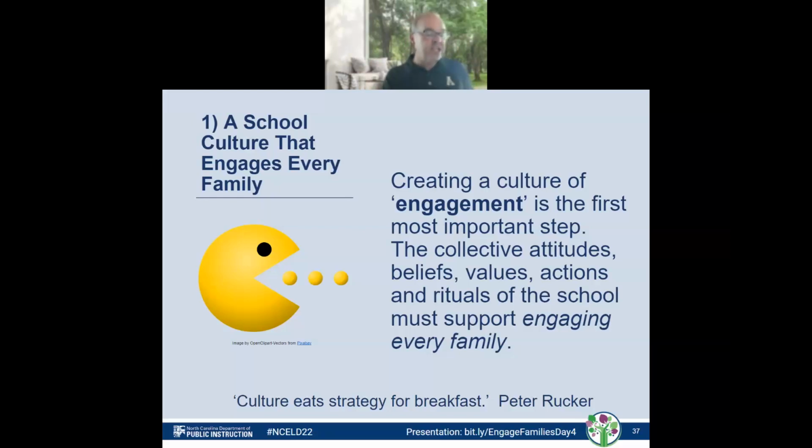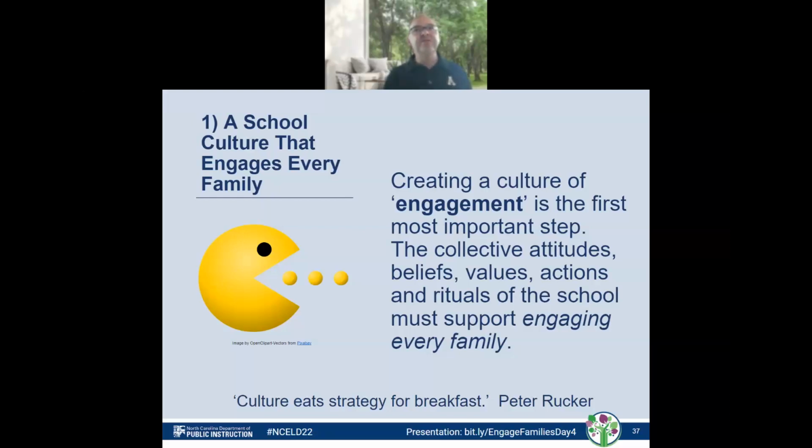So Dr. Constantino recommends that our first step is to establish a school culture that invites family engagement. And we want to make sure we're saying school culture, we're not thinking about family culture. And when a school culture truly looks to engage every family, everyone is looking for ways to create opportunities for engagement.